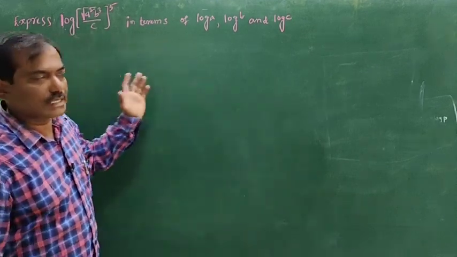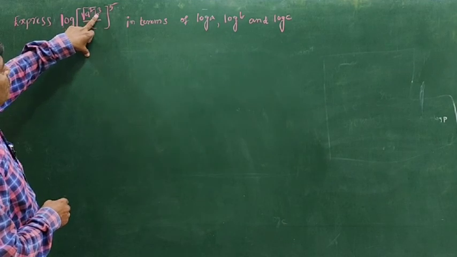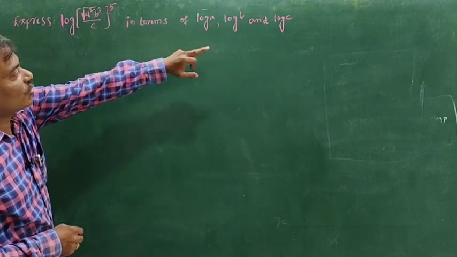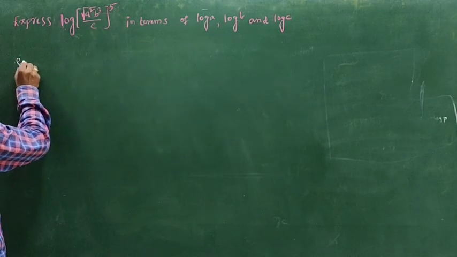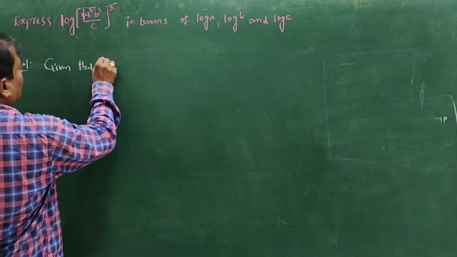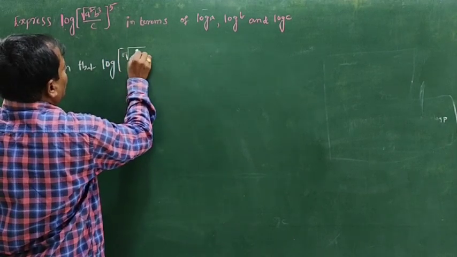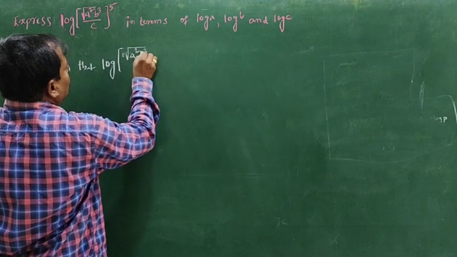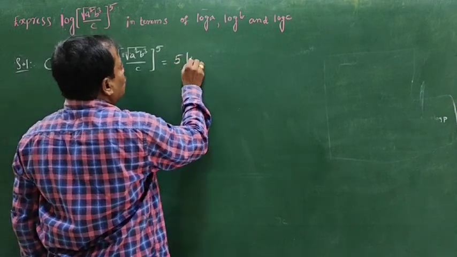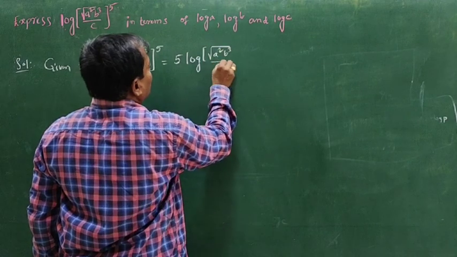Now this is the next example. Express log of the square root of a square b cube by c, whole to the power of 5, in terms of log a, log b, log c. Now solution, given that log of the square root of a square b cube by c whole to the power of 5 can be written as 5 times log of the square root of a square b cube by c.